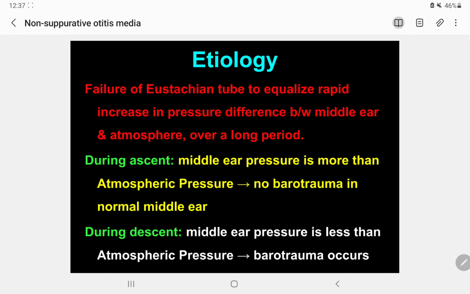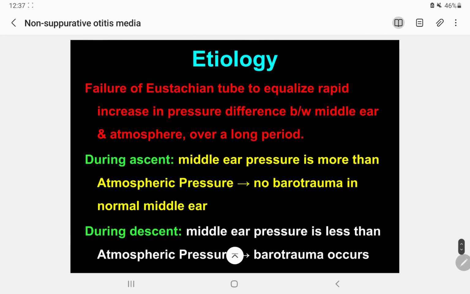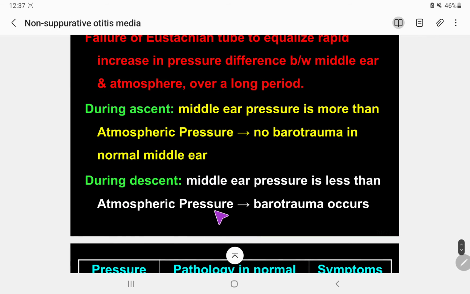If you are ascending, going up in the plane, the middle ear pressure is more than the atmospheric pressure, so there will be no barotrauma. But during the descent, the middle ear pressure is less than the atmospheric pressure because the plane is descending, so barotrauma occurs.